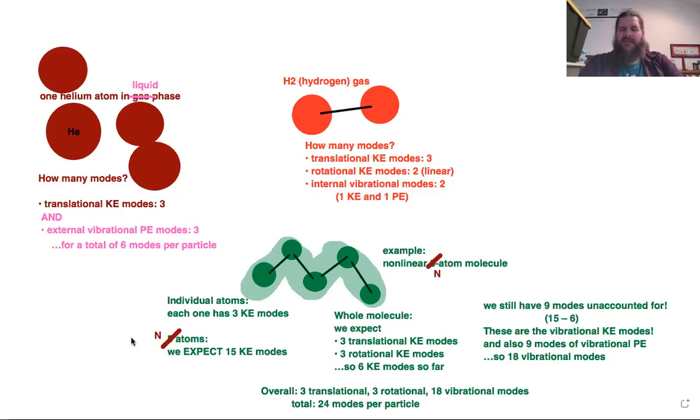But with n atoms, how many kinetic energy modes would you expect from n atoms? Yeah, instead of 15, we would expect 3 times n, where n is the number of atoms in the molecule. Not the total number of atoms in the whole system, just the number of atoms in this one molecule. So we should expect 3n modes. And as before, we would expect the whole molecule to have 3 translational modes, and if it's nonlinear, 3 rotational modes. So if you expect 3n modes in total, and you've already accounted for 6 of them, how many modes are left over unaccounted for? Instead of 9, we would expect how many unaccounted modes?